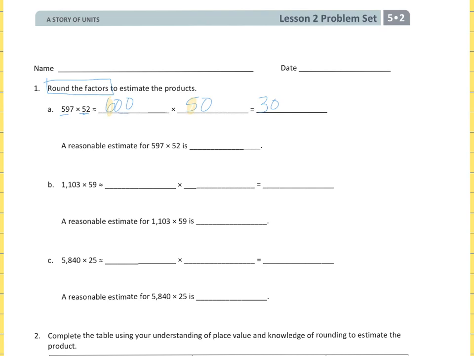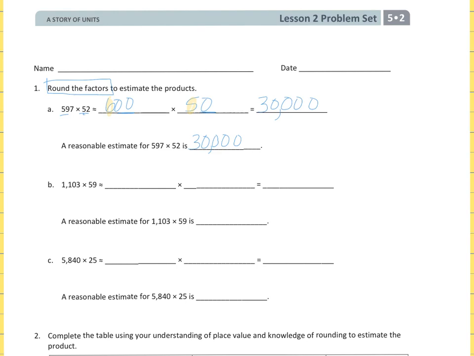And then you have two zeros here and a 0 in 50. So you have three zeros. That's going to represent the number 1,000. So we're going to put three zeros after 30 to make 30,000. So a reasonable estimate would be our answer is going to be around or close to 30,000 for number 1A.